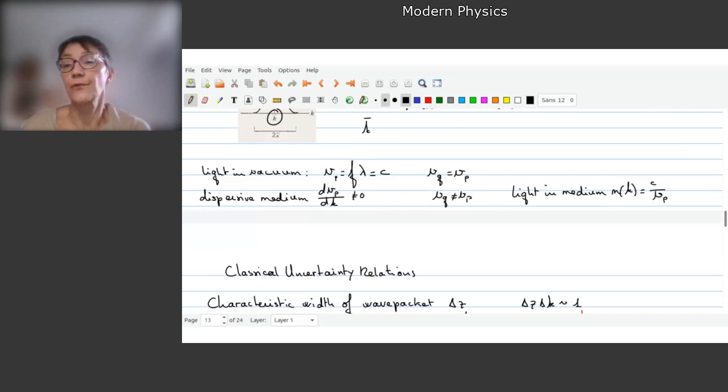This is described through the index of refraction, n, which is the ratio between the velocity in vacuum and the velocity in the medium for this k. This is Vp of k. So I think you know it.